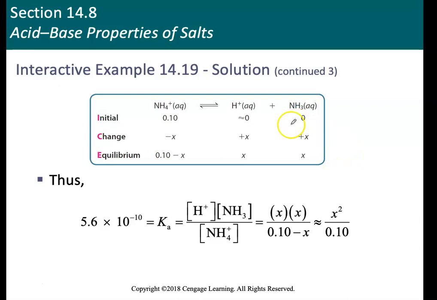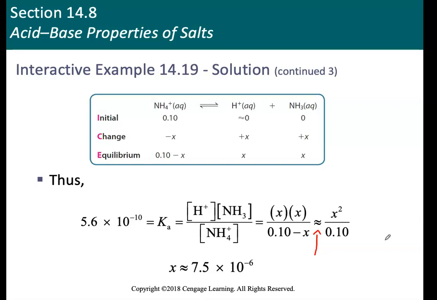So bring in the values and substitute. 5.6 times 10 to the power of minus 10 is equal to X multiplied by X over 0.1 minus X. Again, we can use this approximation step, assuming X to be very small, and that will lead us to this, which helps simplify the problem. We can now solve for X.